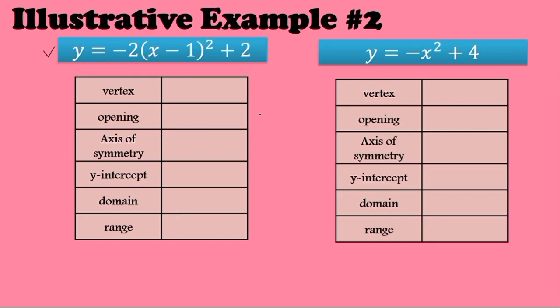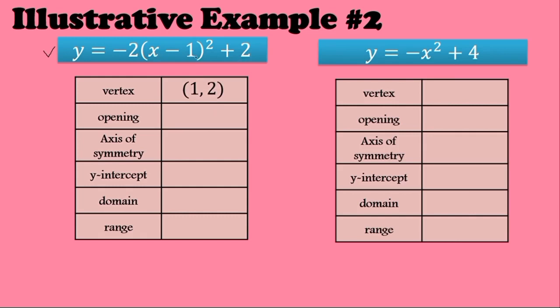Yes, this is possible. All you have to do is to look at the formula or the equation. So we have y is equal to negative 2 times the quantity x minus 1 squared plus 2. So what is the vertex? Take note that this is also called the vertex form because it can give you the vertex. Okay, so the vertex is 1 and 2.